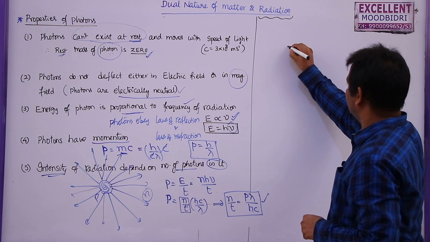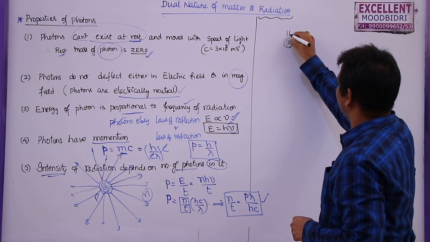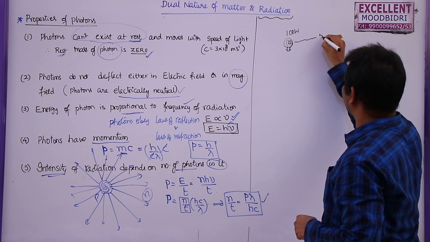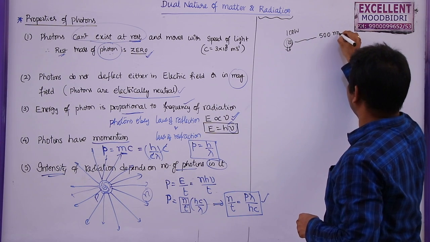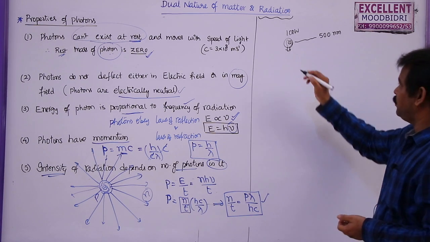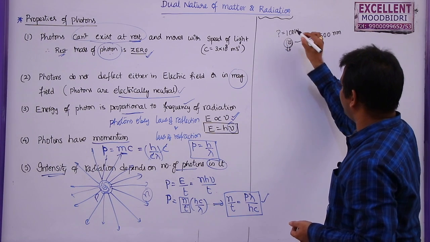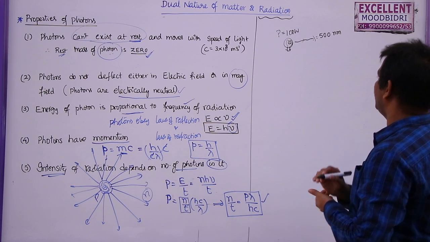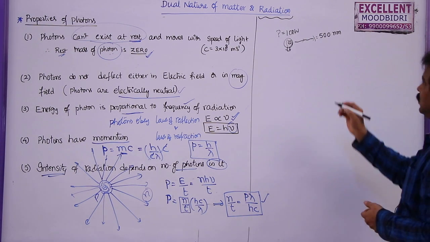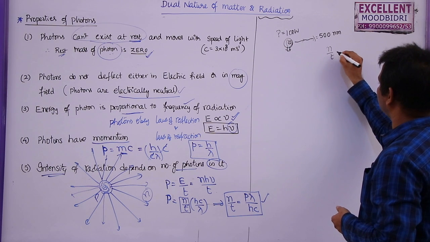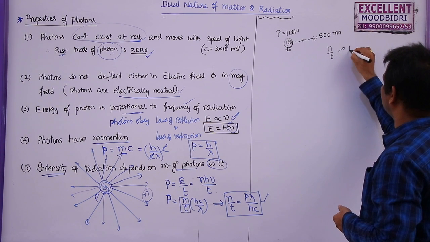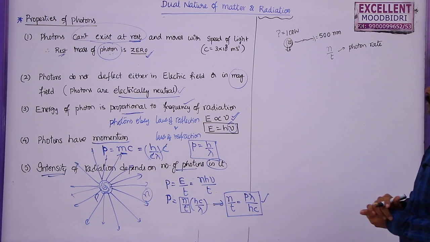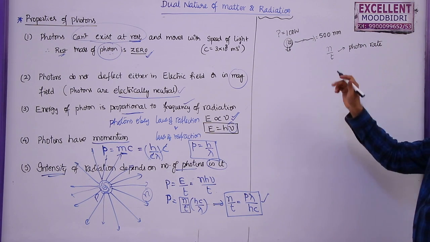We will solve a problem. There is a bulb of 100 watts and emitting radiation of 500 nanometers. So if the power of the bulb is 100 watts and the wavelength of the radiation emitted by this is 500 nanometers, what is the number of photons emitted per unit time? So this is also called photon rate, the rate of photons emitted by the source of this much power.